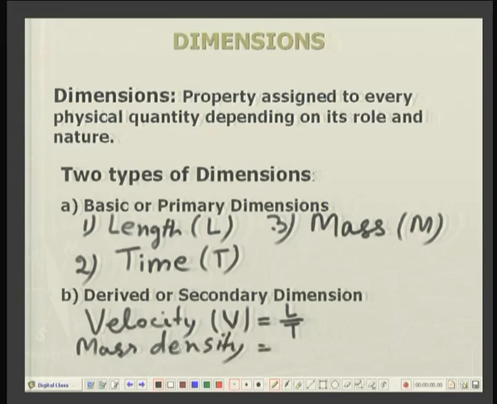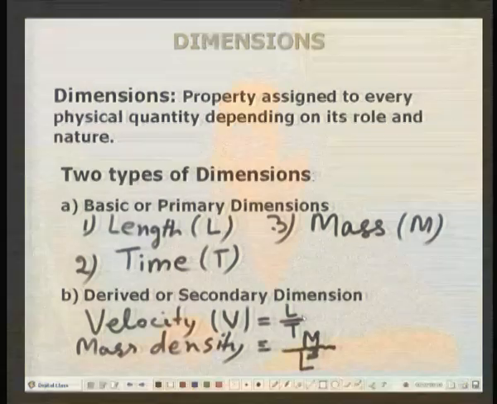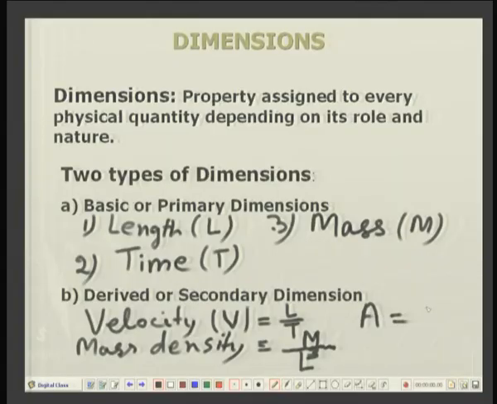This is mass per unit volume. Well, we can write it as mass m divided by volume, which is length into breadth into height. So, it has L cubed. Okay. So, this is another secondary or derived dimension. Another example, area A is length into breadth, so it has a dimension of L squared. In this way there are a very large number of dimensions which can be expressed in terms of basic or primary dimensions.